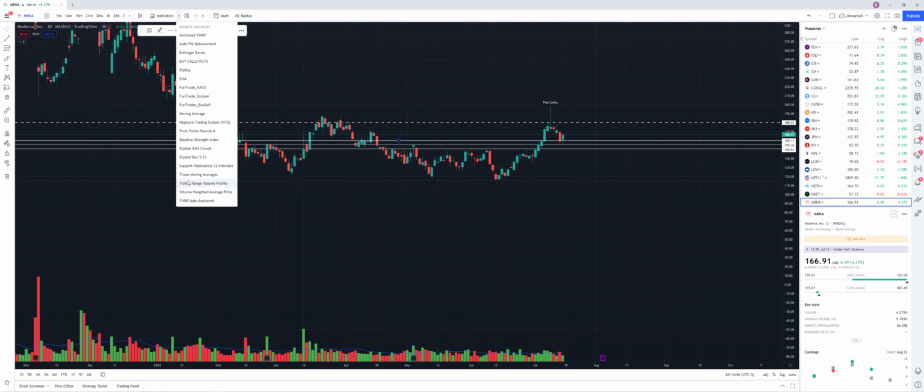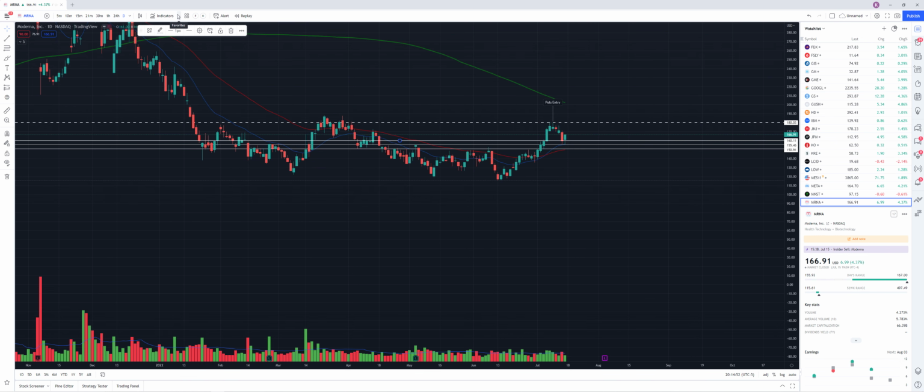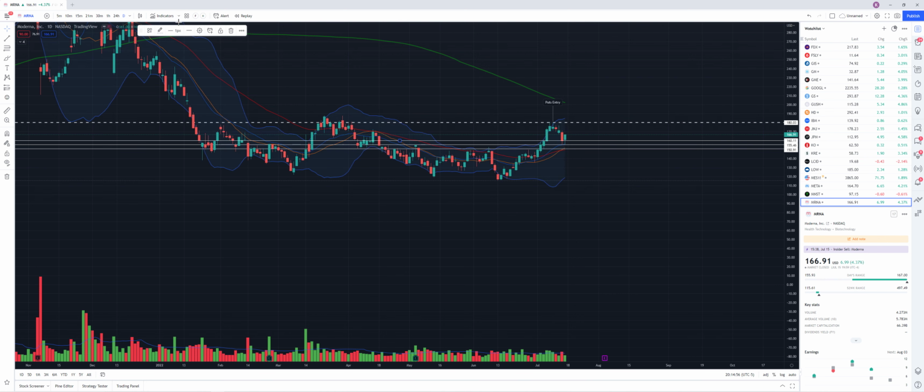So let's see. We've got three moving averages, so we added some of those. Looking for the Bollinger Bands.